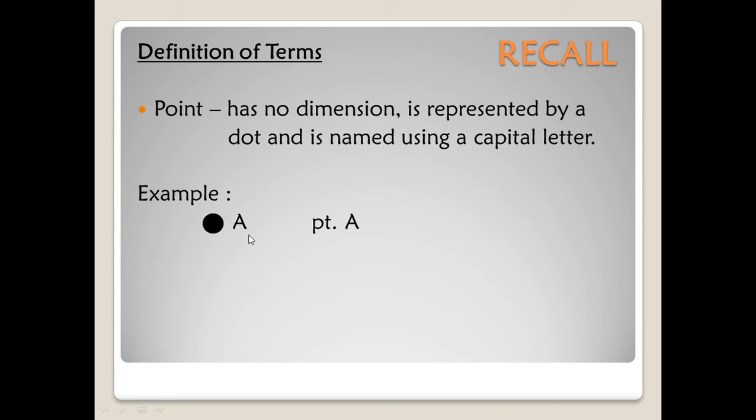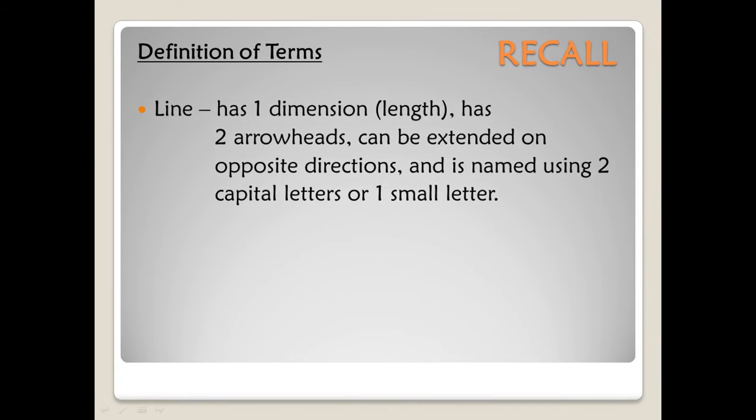So, para kang nag-plot ng point sa Cartesian plane, di ba, maglalagay ka ng dot, tapos papangalanan mo siya ng letter. Kailangan capital. Pag tinawag mo siyang, kung binigay mo yung pangalan niya, ang tawag sa kanya ay si point A. Wala po siyang dimension, wala siyang length, wala siyang width, wala siyang height. Okay? Unlike line, a line has one dimension which is length.